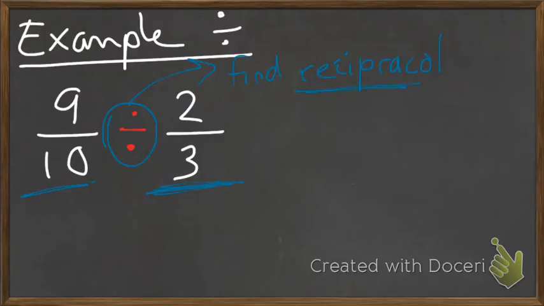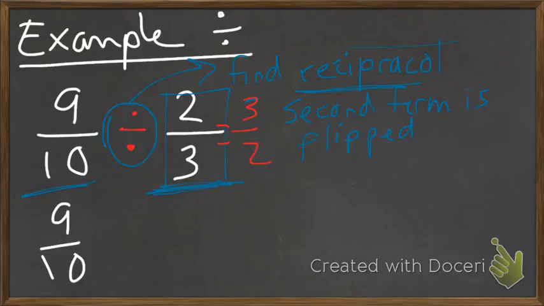So we were looking for the reciprocal of 2/3, because we always use the second term. I'm going to rewrite that underneath. Second term is flipped. So 2/3 would actually be 3 over 2. So now we're going to rewrite 9/10, and since we flipped, this division sign is now a multiplication sign. 9/10 multiplied by 3 over 2.